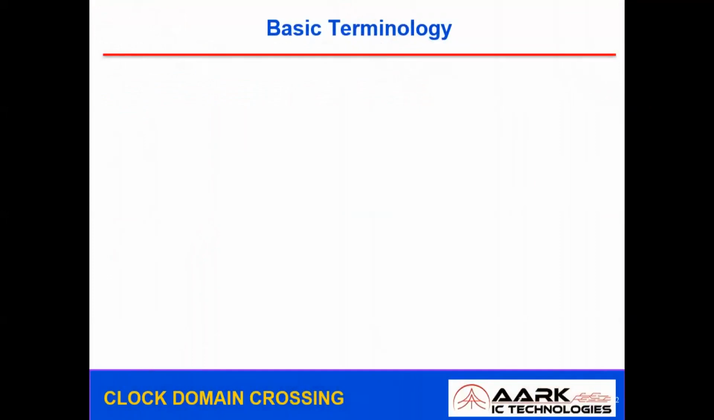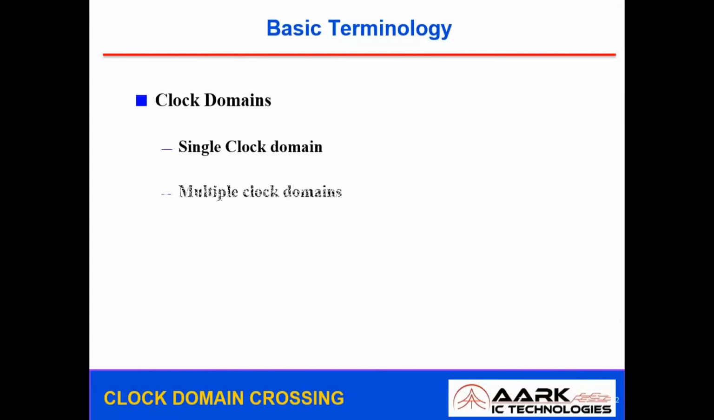First, let's quickly understand the basic terminology of the clock domain. There are two different types of clock domains: the single clock domain and the multiple clock domain. In a single clock domain, the complete block has different sub-blocks, and all of these are connected with a single clock. When a block is connected with a single clock internally, we call it a single clock domain.